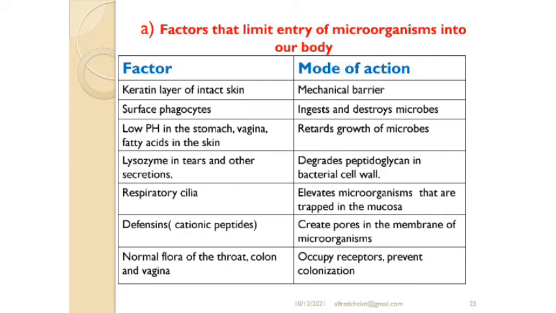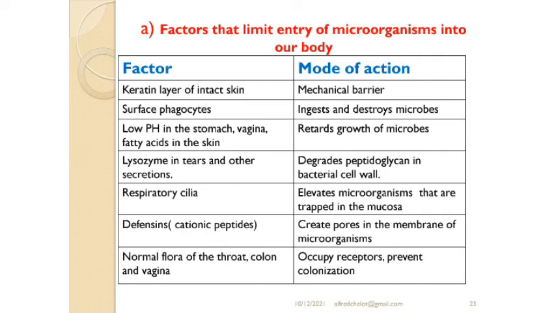The next factor is lysozyme in tears and other secretions, and what these do is degrade peptidoglycan in the bacterial cell wall. The next factor is defensins, or sometimes we refer to it as cationic peptide. These create pores in the membrane of microorganisms.